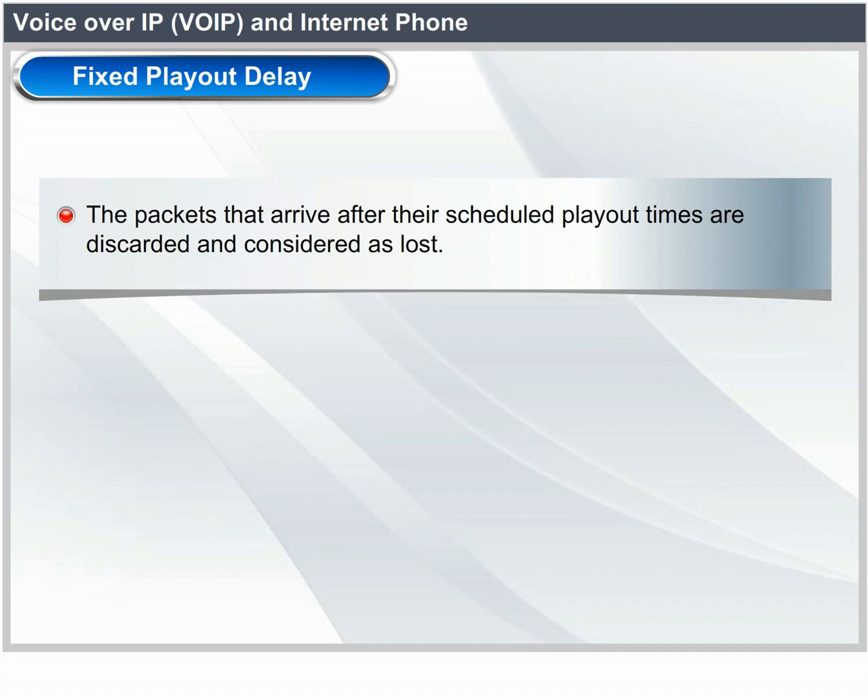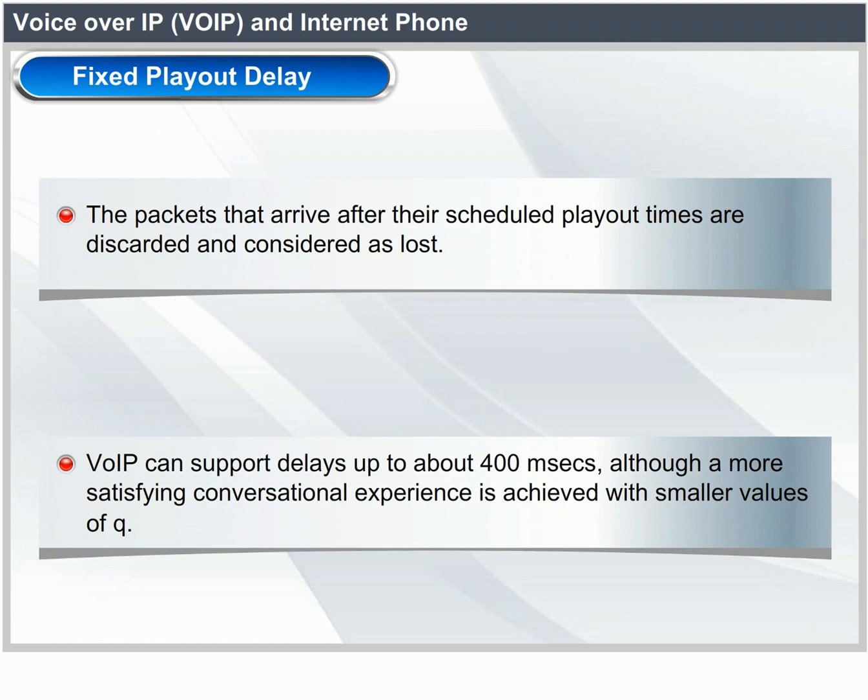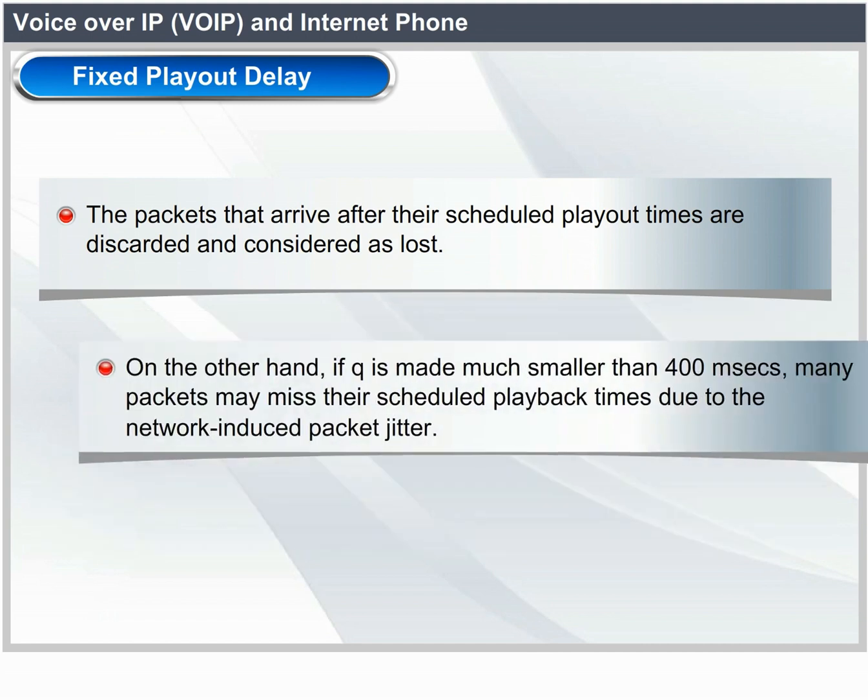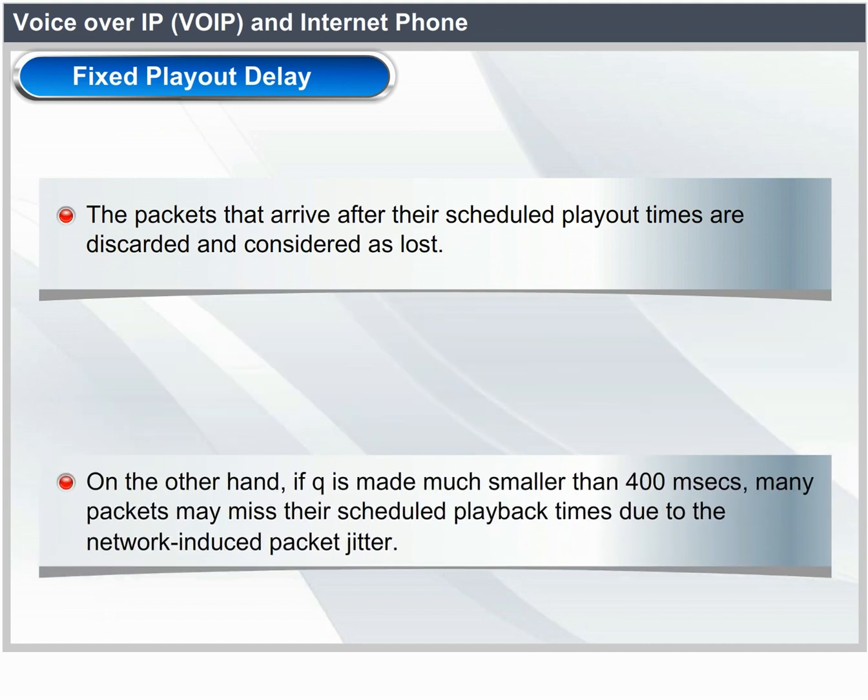VoIP can support delays up to about 400 milliseconds, although a more satisfying conversational experience is achieved with smaller values of q. On the other hand, if q is made much smaller than 400 milliseconds, then many packets may miss their scheduled playback times due to the network-induced packet jitter.